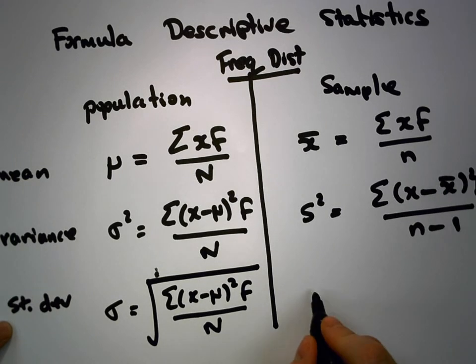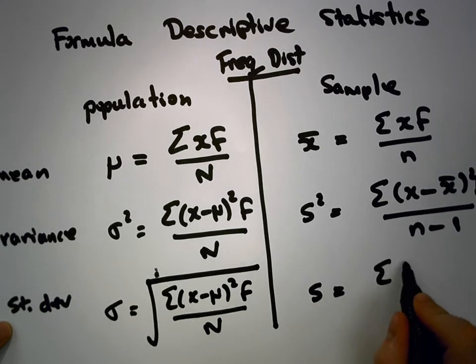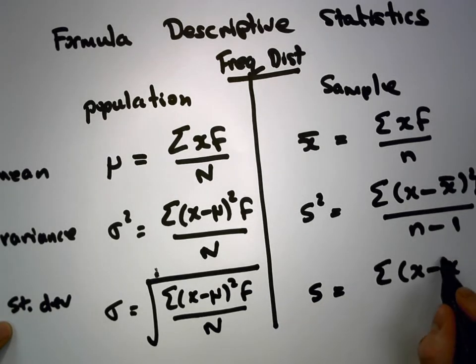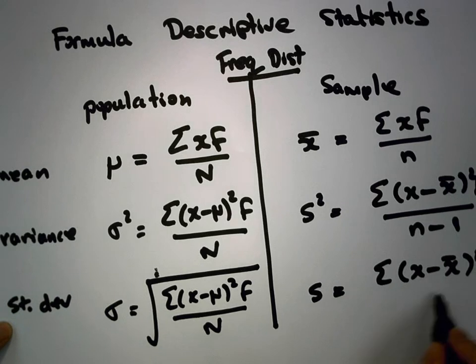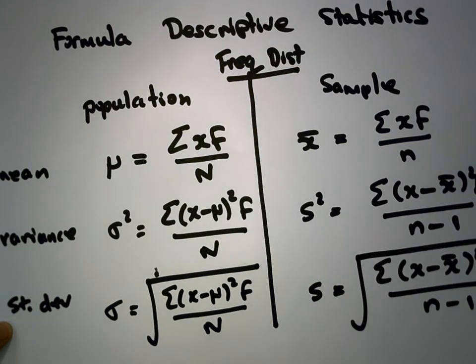In the sample case, s, which represents the sample standard deviation, is equal to the sum of each x value minus the sample mean, squared, times f, divided by n minus 1, and it's the square root of that value.